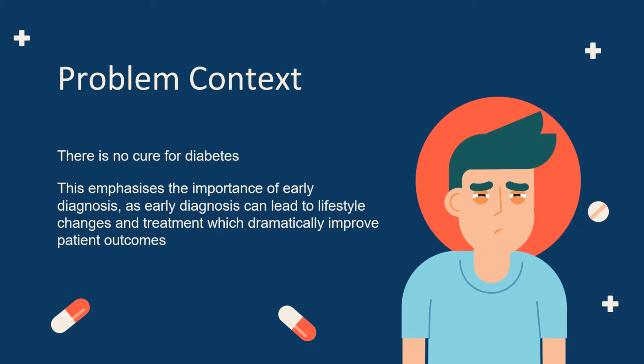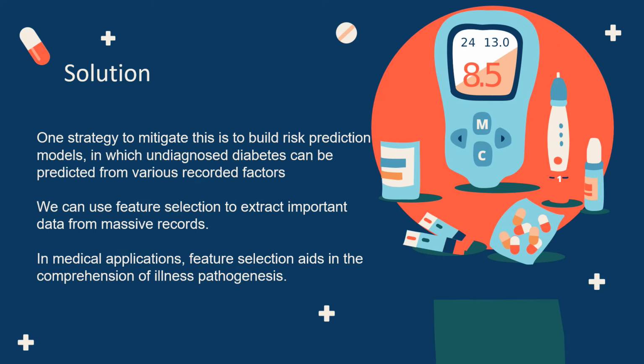Even though diabetes can be cured, there are several effective treatments that may be used to lessen its negative effects. One strategy to mitigate this is to build risk prediction models, in which undiagnosed diabetes can be predicted from various recorded factors. We can use feature selection to extract important data from patient records in order to narrow down the most important risk factors to establish a more precise diabetes diagnosis. In medical applications, feature selection aids in the comprehension of illness pathogenesis.